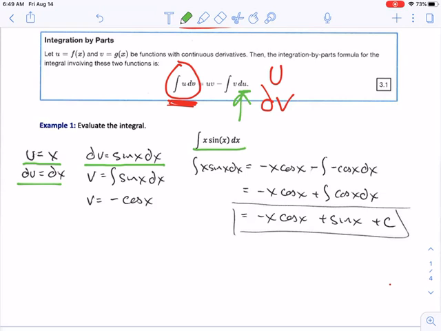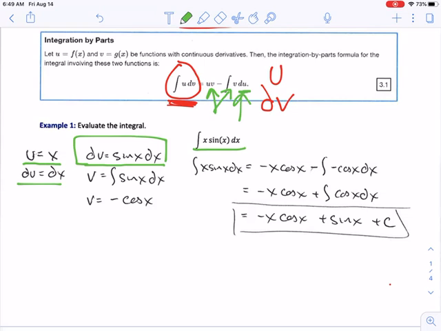And then what else do we need to do? Well, we need to find v. Right? We need a v there, and we need a v there. So how do we find v if we have dv? Well, what does dv stand for? It stands for the derivative of v. So what we have is the derivative of some function v is equal to the sine of x. That's what we have right here.